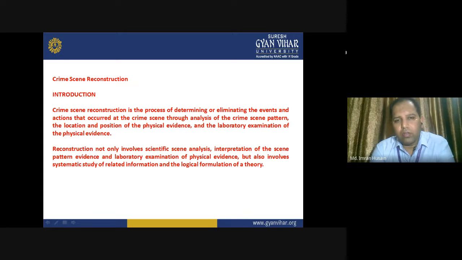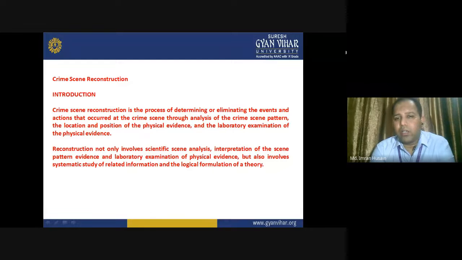Reconstruction not only involves scientific scene analysis, interpretation of the scene pattern evidence, and laboratory examination of physical evidence, but also involves systematic study of related information and logical formulation of theory. So there are several aspects that are discussed here, and to which we should pay a lot of attention. So, what are the things that they are talking about?